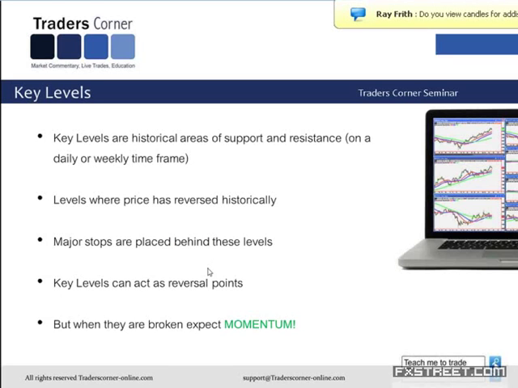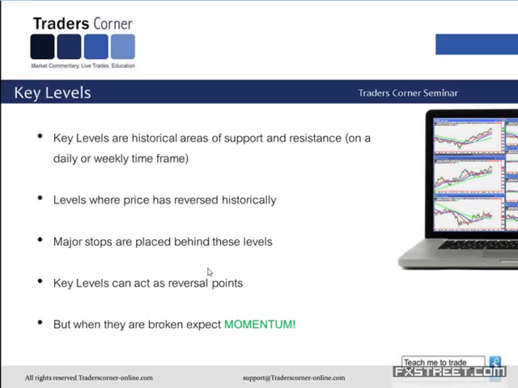So how do we define the levels that we want to... Yes, you can view the candles for additional confirmation, definitely. So how do we identify our big levels of support or resistance? Well, we call them key levels.